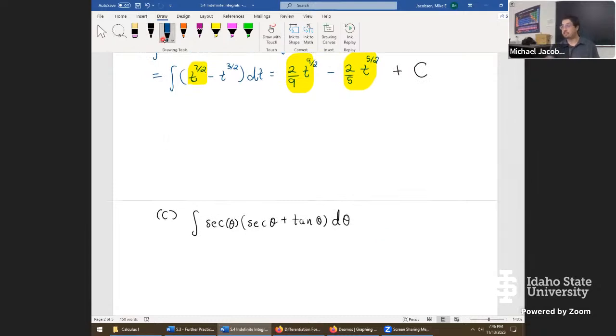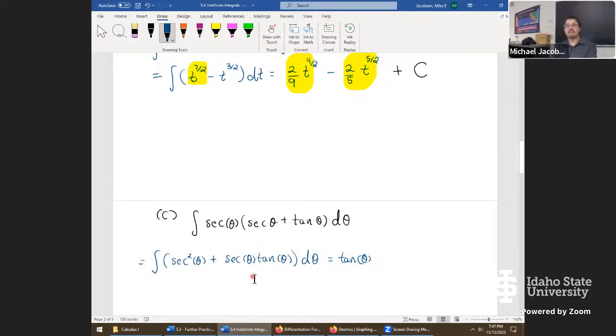So first step is really just a distribution. We want the antiderivative of secant squared of theta plus secant theta times tangent theta d theta. And we did use one of these results already. We've correctly found the antiderivative of secant squared is just tangent. So it'll start with tangent theta.